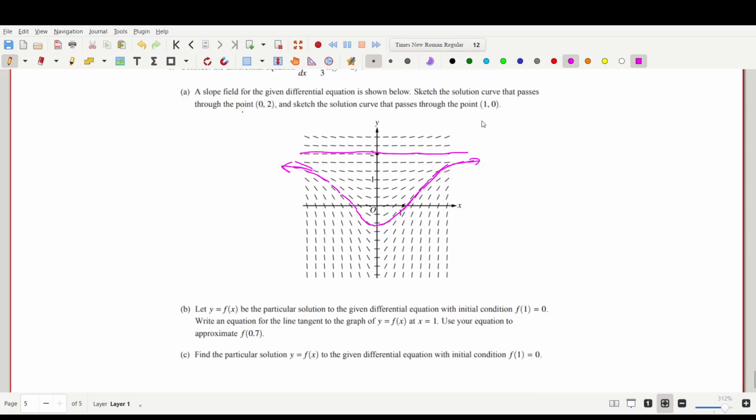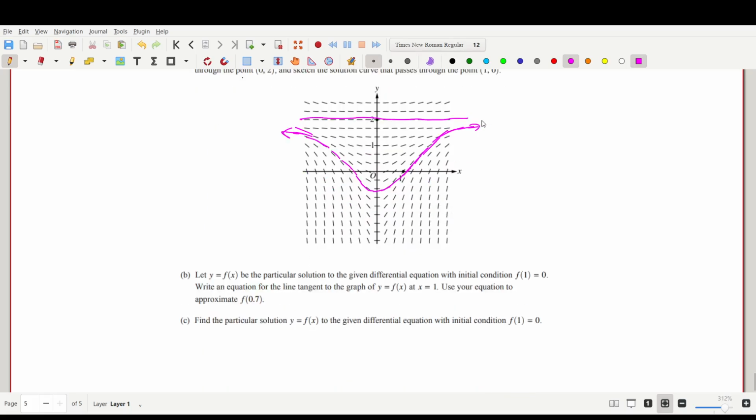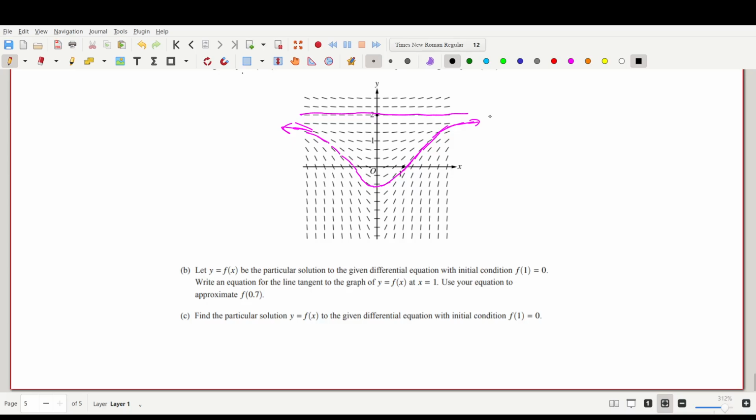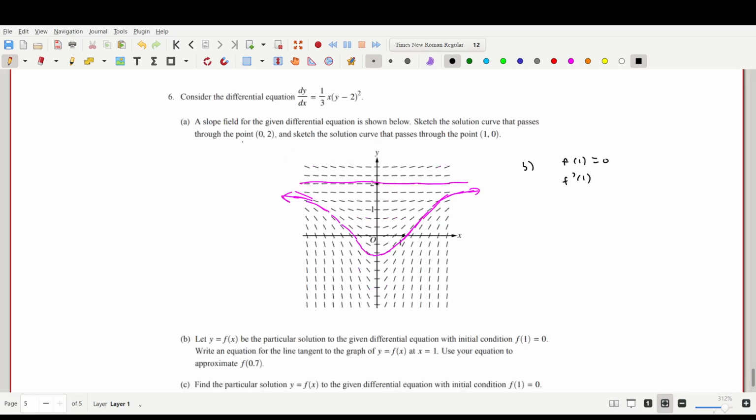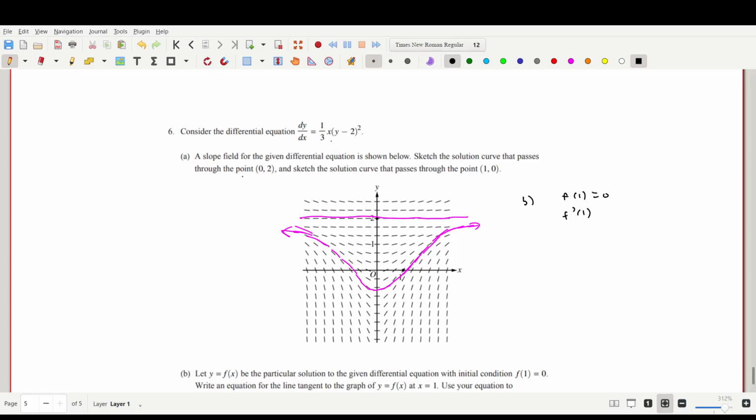Let f be the particular solution at 1, 0. Write an equation for the line tangent. Again, you just need f of 1 and f prime of 1. F of 1 they tell you is 0. For f prime of 1, you use the dy dx formula. That's dy dx at 1, which is 1/3 times 1 times y minus 2 squared. Y is 0, so 0 minus 2 squared, and that's 4/3. So the tangent line is L of x equals 4/3 times x minus 1.